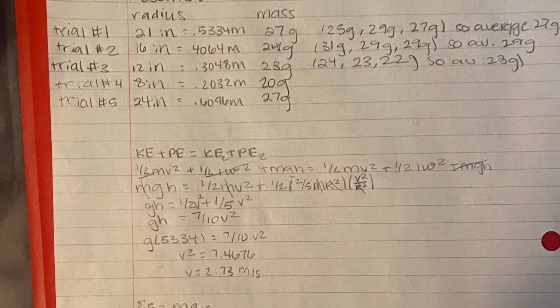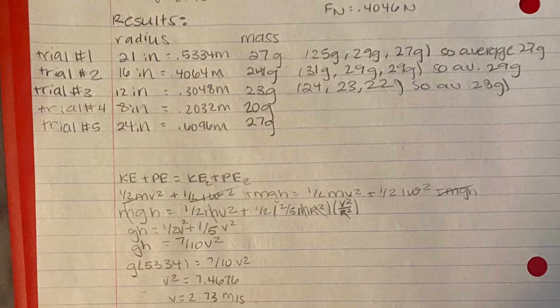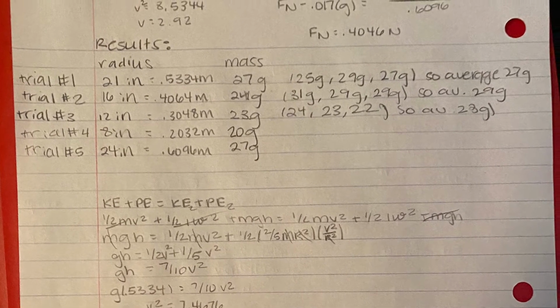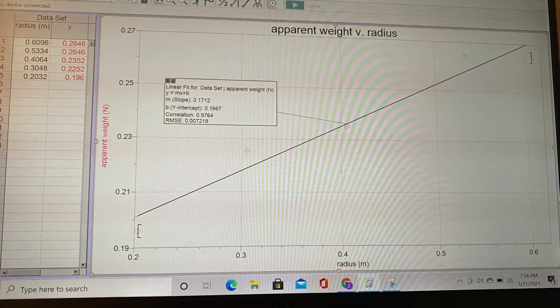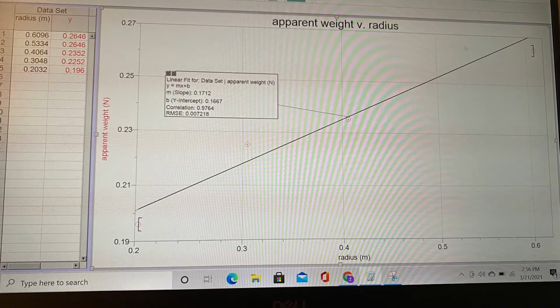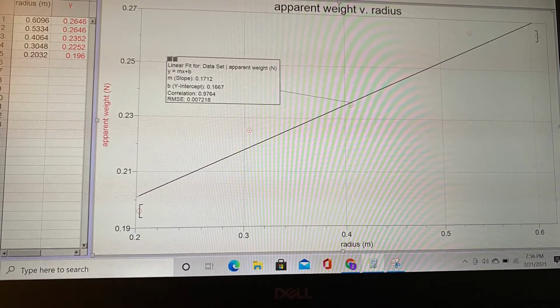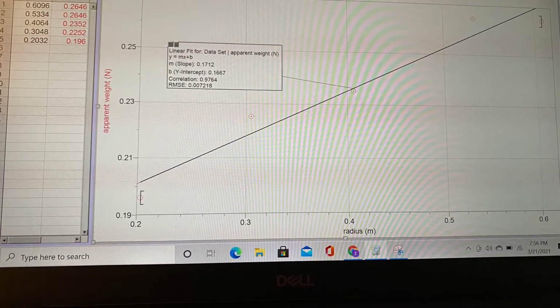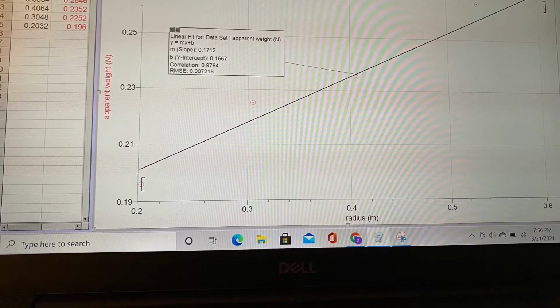For each radius, I completed 3 trials in which I could then calculate the average mass that the marble had at the apex of the curve. By multiplying the mass of my marble at the apex of the curve by gravity, I was able to find the apparent weight of my marble, and I was then able to graph it.